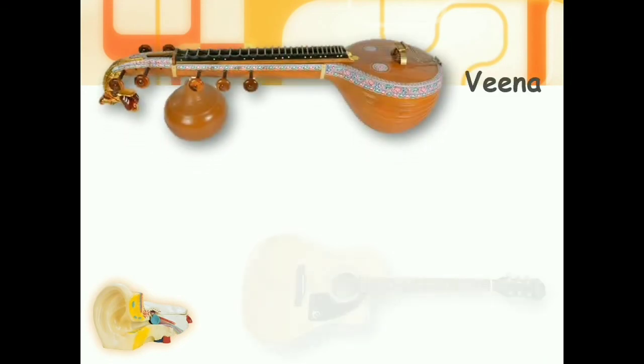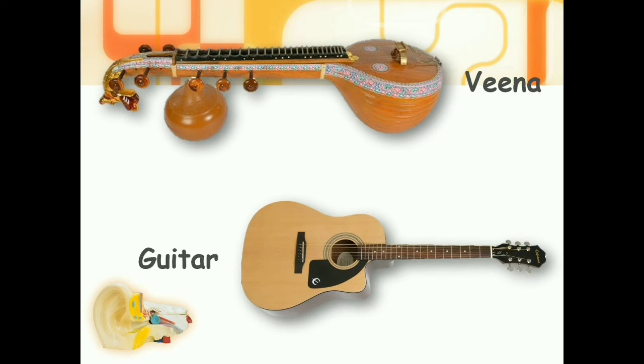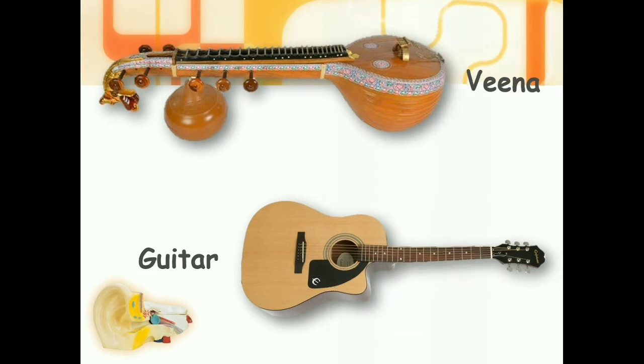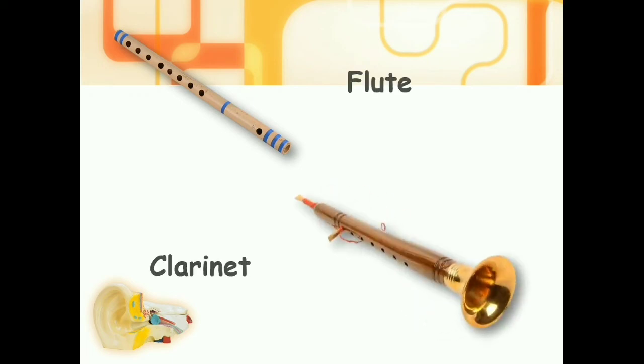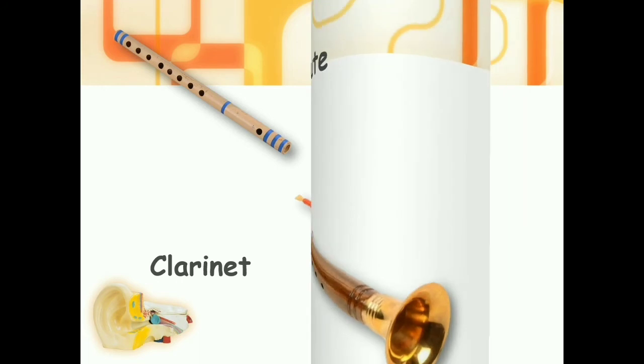So this is veena and guitar. These two are a similar type of musical instrument, meaning they produce sound in a similar manner. Flute, clarinet. Here these two are also a similar type. They also produce sound in a similar manner.